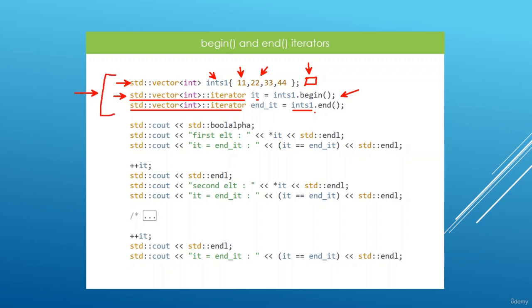Once we have them set up, we can use them like we use regular pointers. For example, we can dereference them. And if we dereference the begin iterator, which is our it here, we're going to get the first element, and we can test and see if the current iterator we have is not equal to the end iterator. We can do something like this. And because the begin iterator is really not equal to the end iterator, this is going to give us a false.